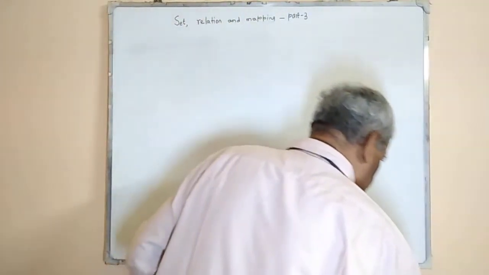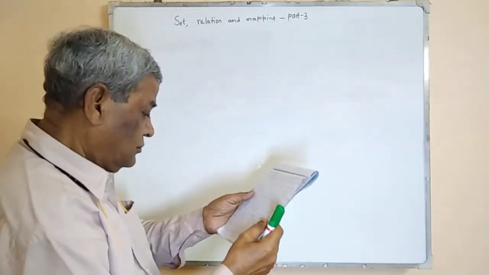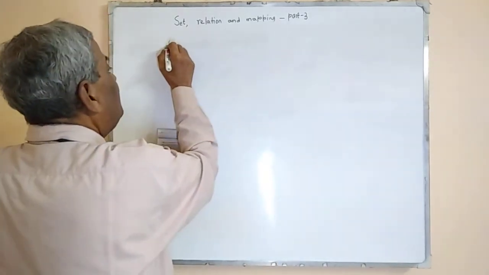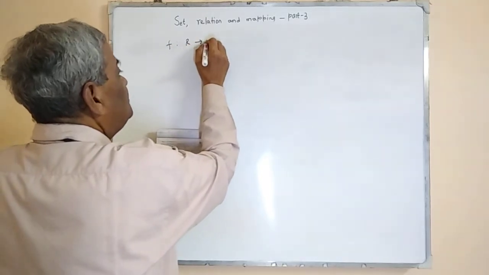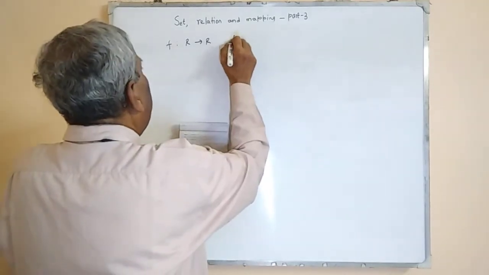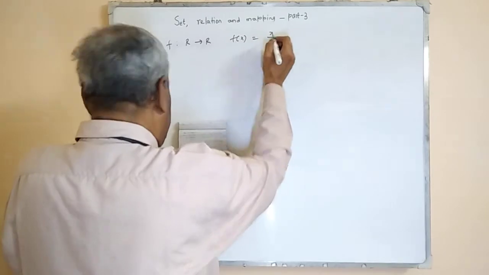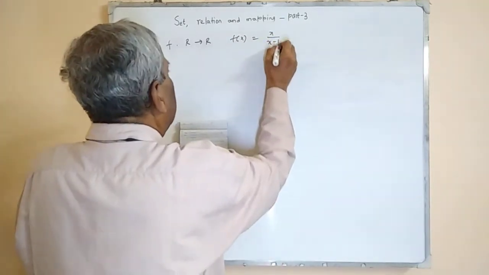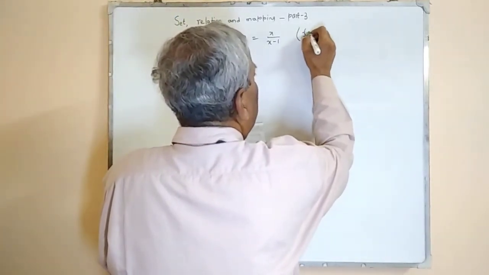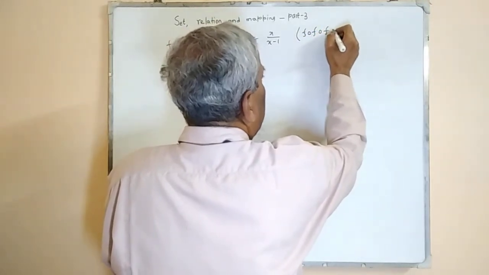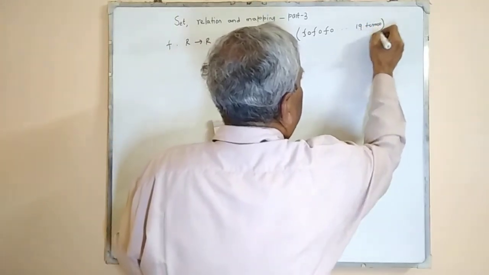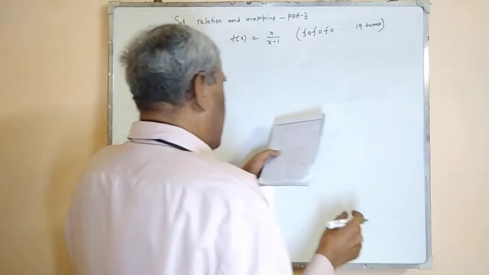Our next problem. Let f: R to R be a mapping where f(x) = x/(x-1). Then f composed 19 times, meaning applied 19 times.